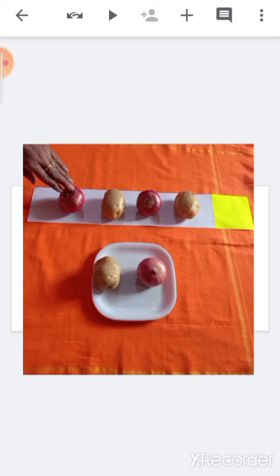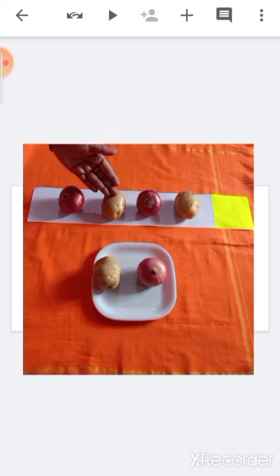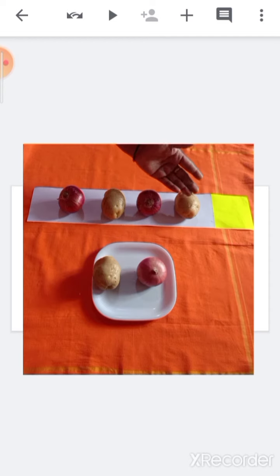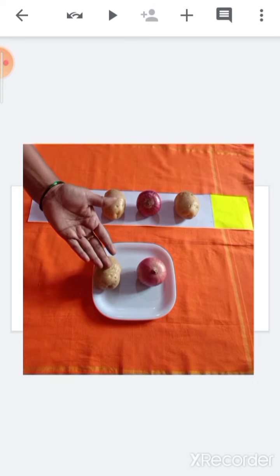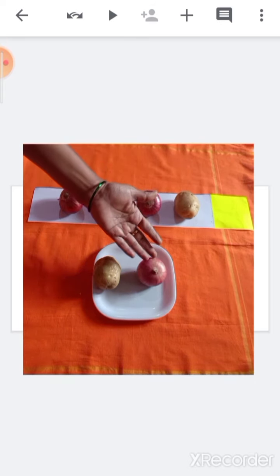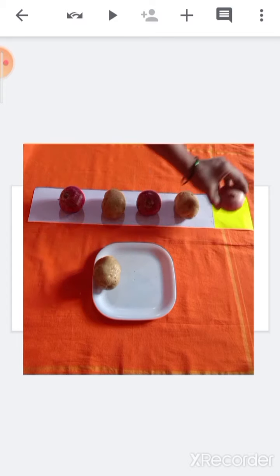Children, this is onion. What is after onion? Potato. What is after potato? Onion. What is after onion? Potato. So what will come after potato? Potato? No. Onion? Yes.